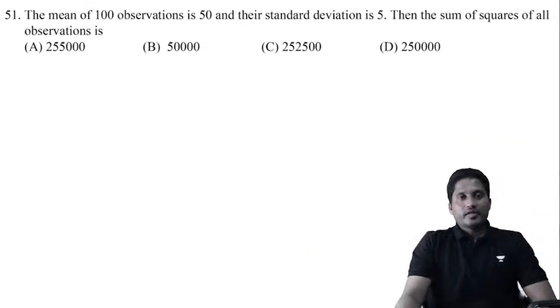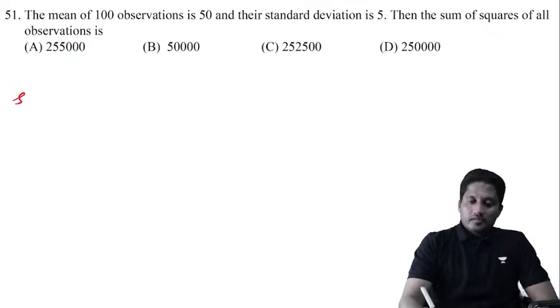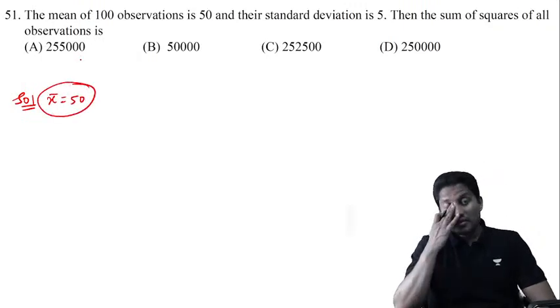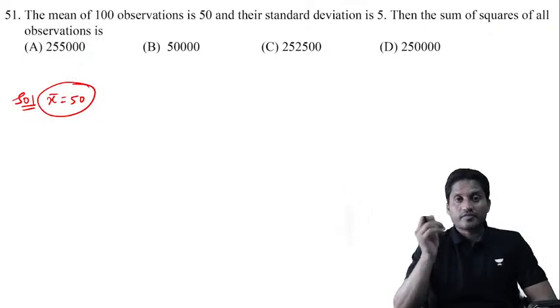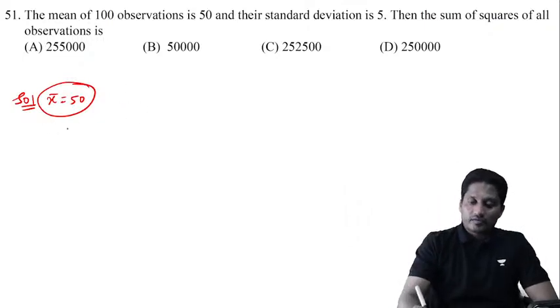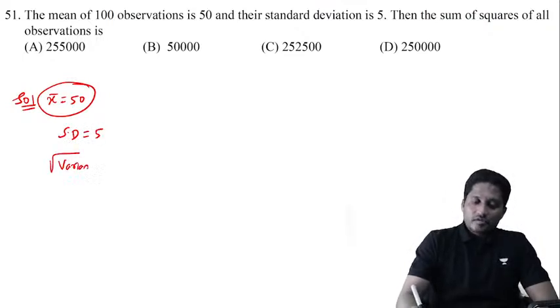Question number 51. The mean of 100 observations is 50, right? There was a similar question asked in the 2019 paper. Mean of 100 observations is 50, standard deviation is 5. Standard deviation is root of variance, so root of variance is equal to 5. If I square both sides, variance is equal to 25.